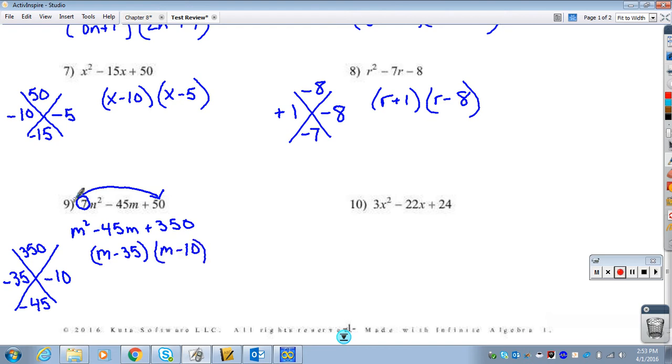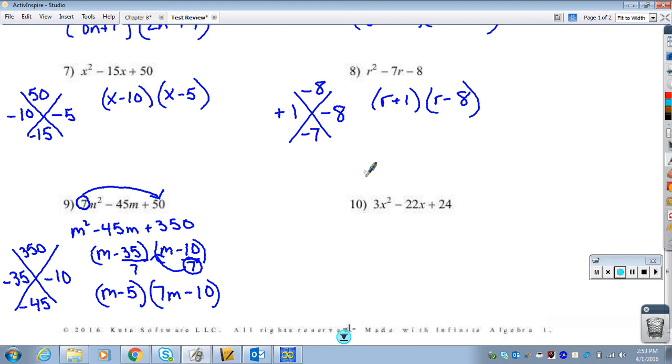Okay, so we slid the 7 down here, so now the second part is to divide by that 7. Alright, 35 divided by 7 is 5, so this factor becomes m minus 5. 10 divided by 7, that is already a simplified fraction, so then bottoms up. So my 7 comes up in front of the m, and I have 7m minus 10. That would be my final answer.